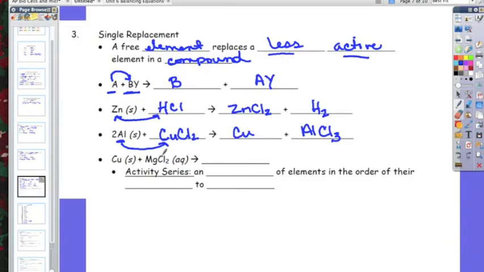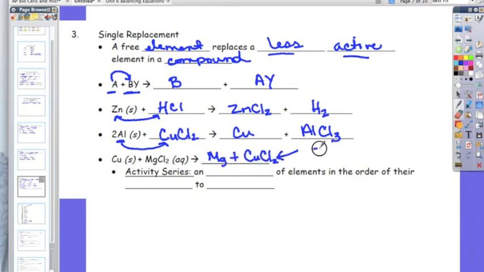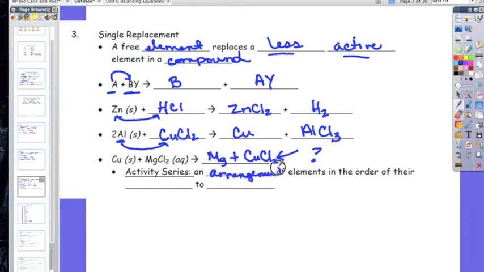Another example would be copper and magnesium. So I want you to go through and decide if this reaction is going to happen. This would be magnesium plus copper chloride. And I want you to decide if that is going to happen. So an activity series is an arrangement of elements in their order of tendency to react.